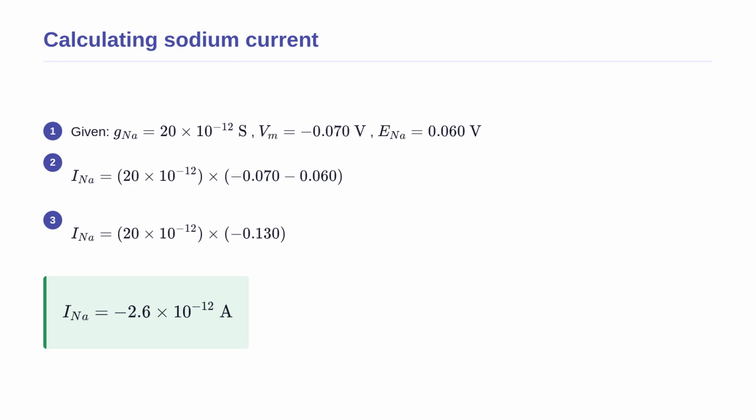We calculate the driving force by subtracting 0.060 from negative 0.070, giving us an inward driving force of negative 0.130 volts. Multiplying this by the conductance gives our final answer. The final sodium current is negative 2.6 picoamperes. Physically, this means a tiny but rapid stream of positive charge flows into the neuron, which can help fire an action potential.